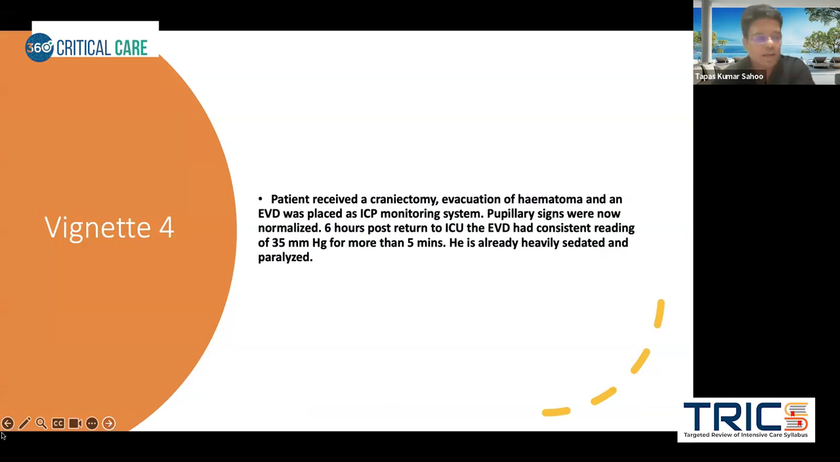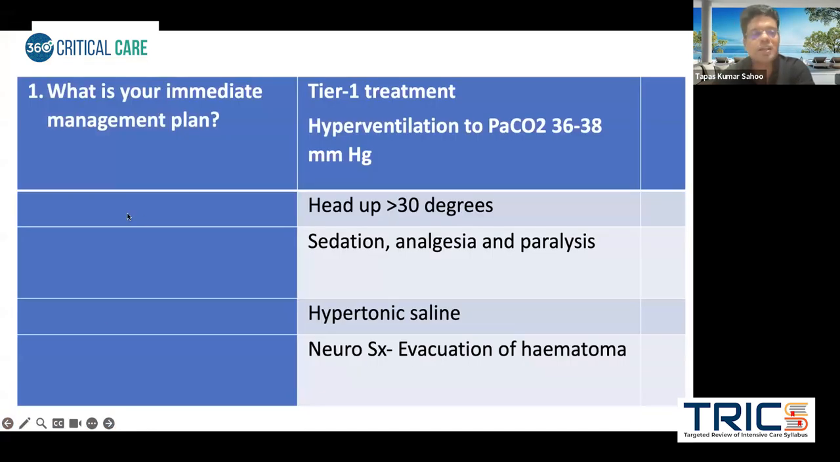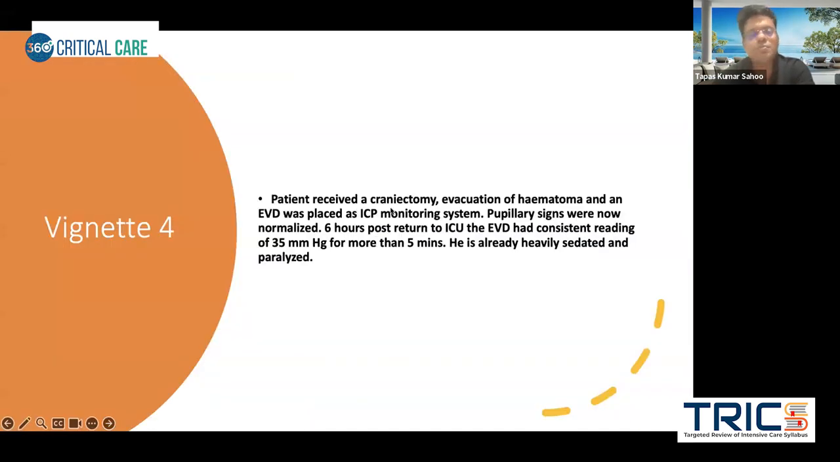Again, the last point: if you are not saying neurosurgical intervention and you are getting the clinical case vignette in the first line itself that the patient has received a craniectomy with evacuation of hematoma, that means you have again lost very important crucial points in your clinical case vignette 3. Now, an EVD was placed as the ICP monitoring system. Pupillary signs were now normalized. 6 hours post return to ICU, again the patient had some problem. So it is again and again getting complicated.